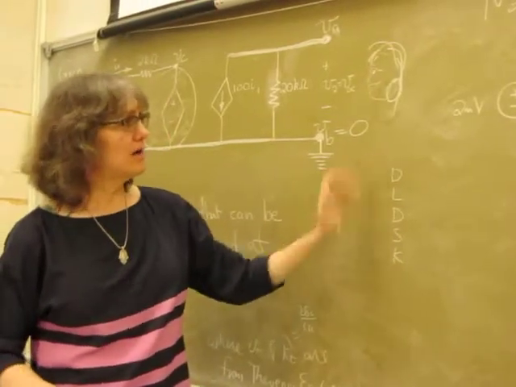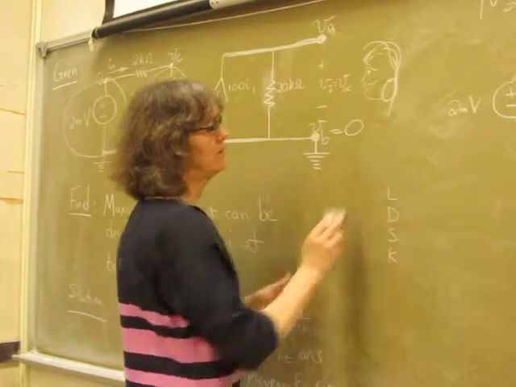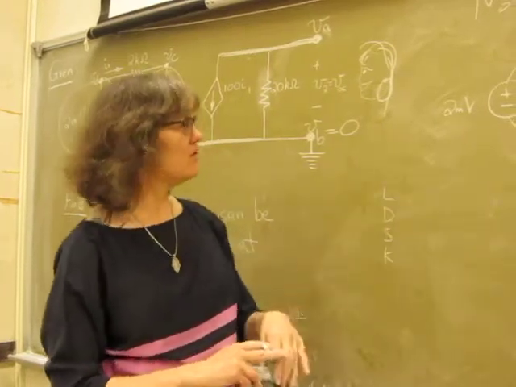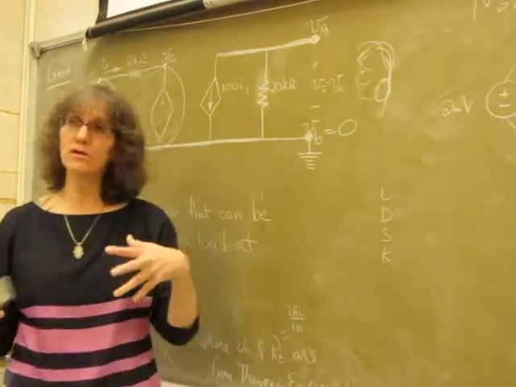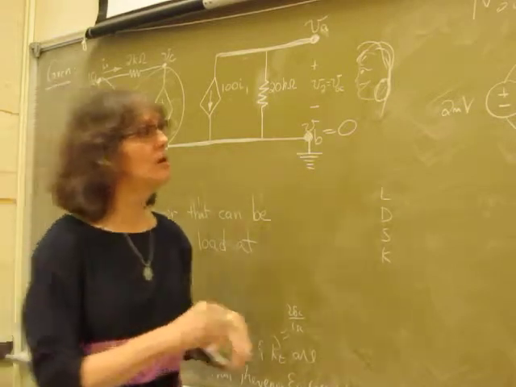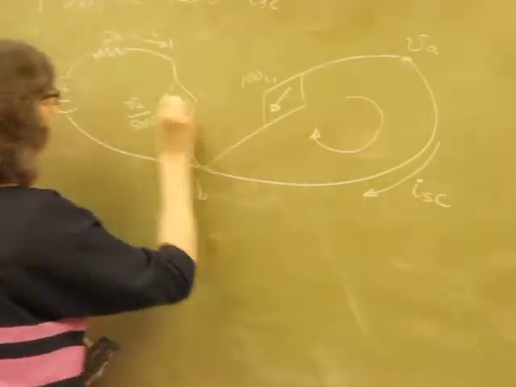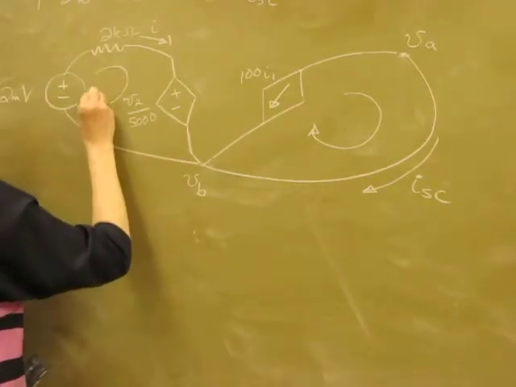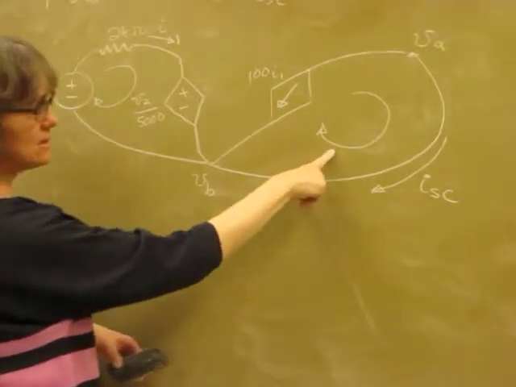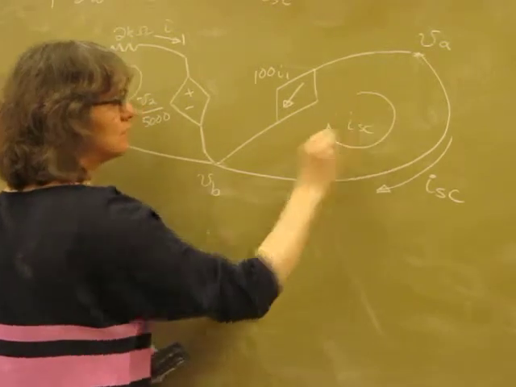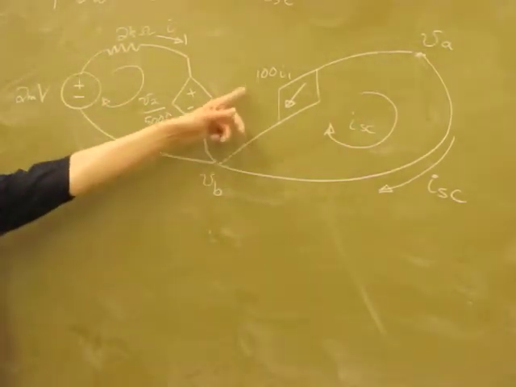So draw. Okay, we did that step. Label. Okay, so label means we're using mesh current analysis, so we've got to label the mesh currents. We've only got 2 meshes here. So I'll show these 2 mesh currents. I can just label this one ISC, right? Because that's exactly what it is.